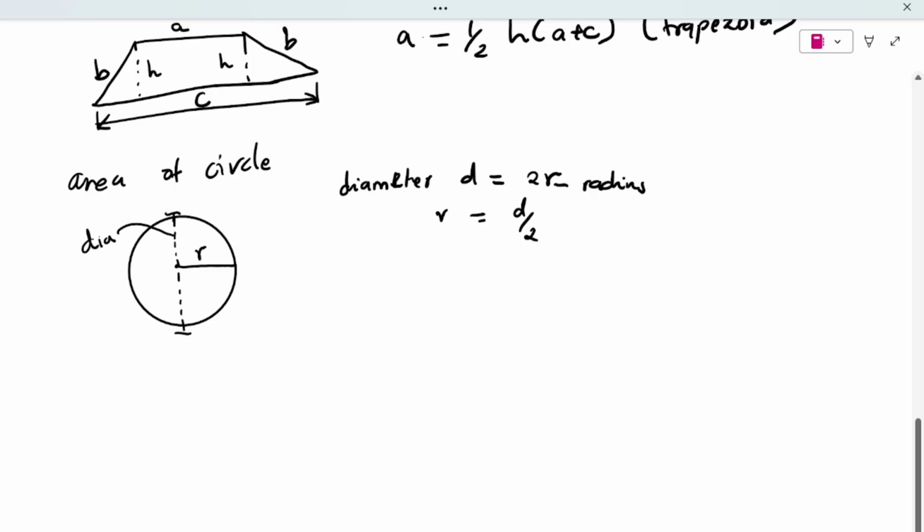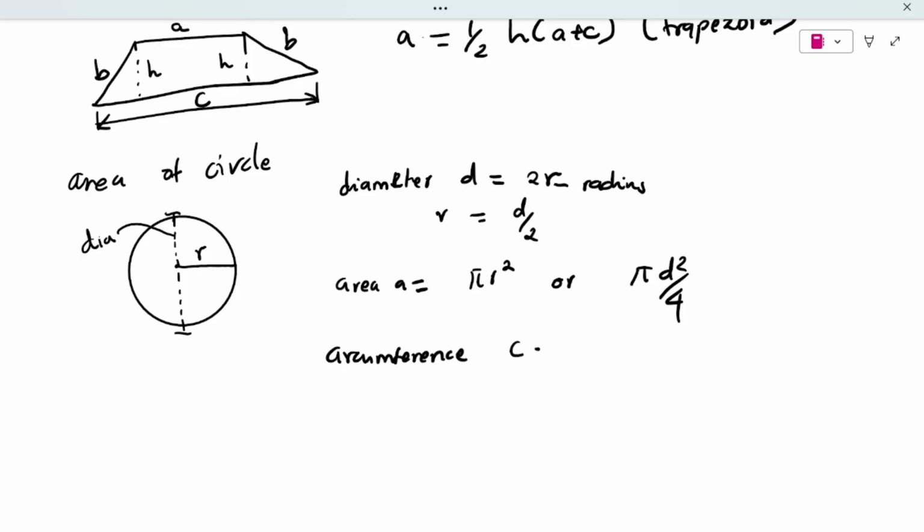So when you're finding the circle's area, it can be pi r squared, or pi d squared over 4. For the circle, we don't find the perimeter, we actually find the circumference. So the circumference C is equal to 2 pi r or pi d.